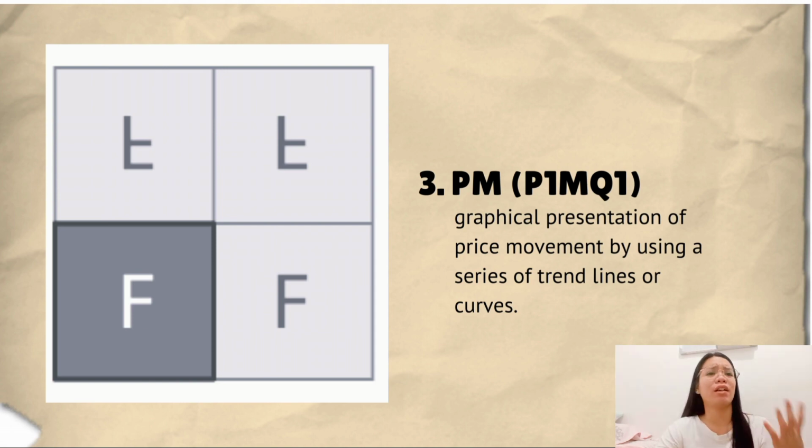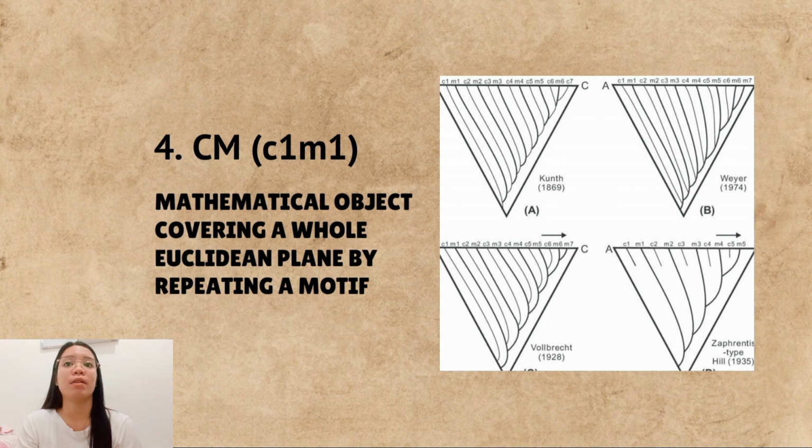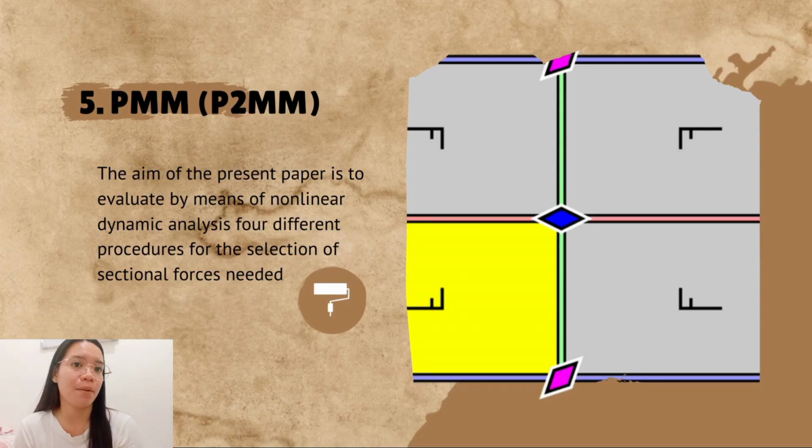This is a graphical presentation of price movement by using a series of trend lines or curves. Earlier you saw a triangle, but right now it is a straight line. So that is PM. The fourth one is CM, or C1M1. This is a mathematical object covering a whole Euclidean plane by repeating a motif. As you can see on the top, it is a triangle, but there is a repetition of a pattern. It's called CM or C1M1 because of the repetition.